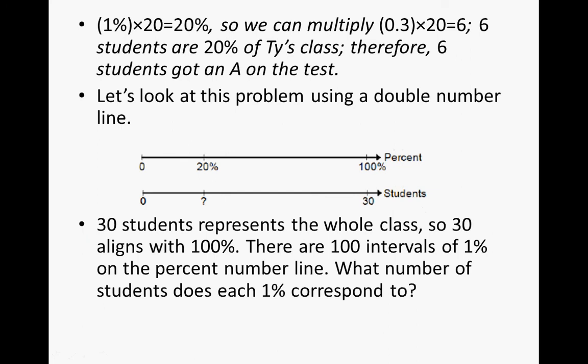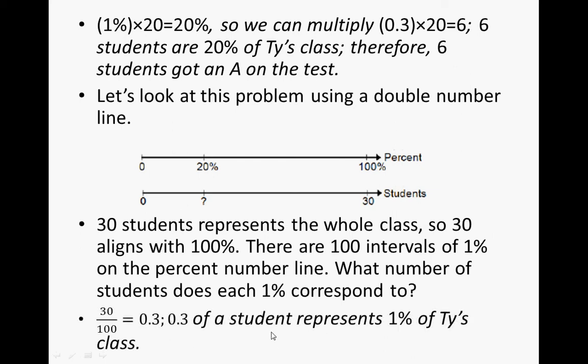So 30 students represent the whole class, so 30 aligns with 100%. There are 100 intervals of 1% on the percent number line. What number of students does each 1% correspond to? So again, if we cut this into 100 pieces, what part of students would represent 1%? Well, again, it would be 0.3, and 0.3 of a student represents 1% of Ty's class. So if this right here was 1%, then this would be 0.3 on the number line down below.